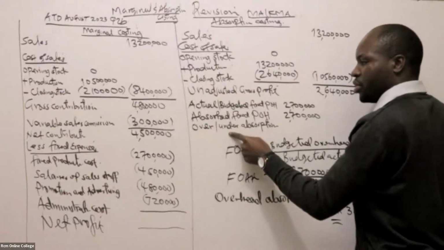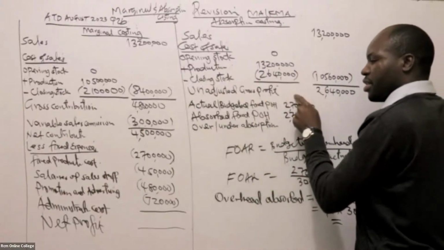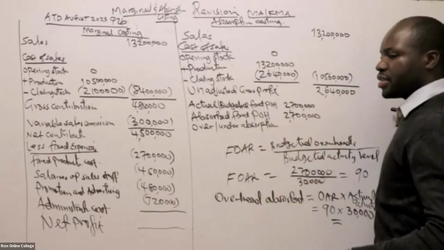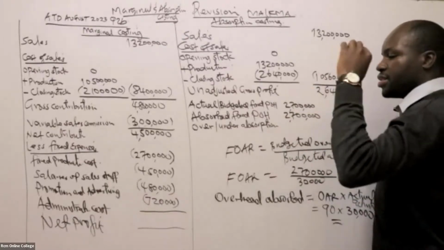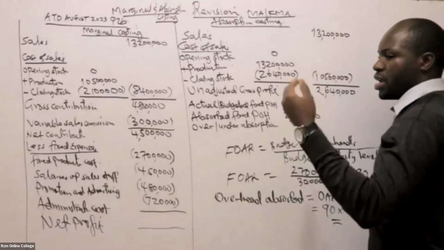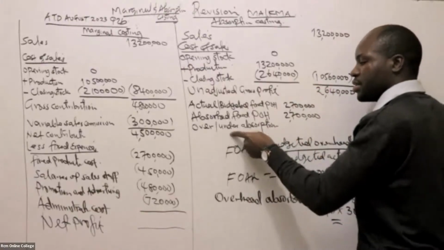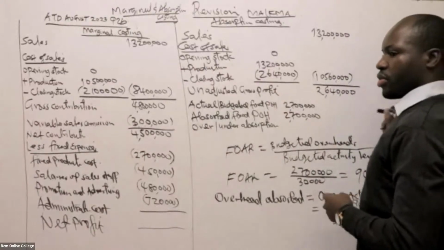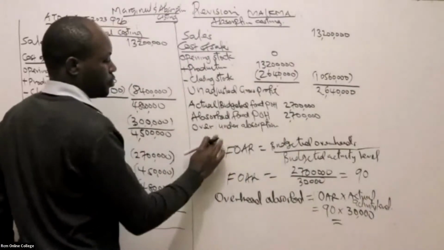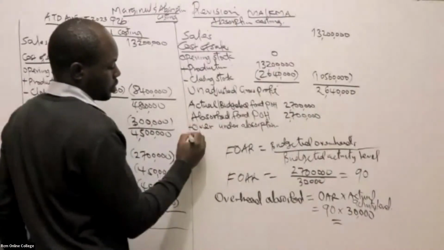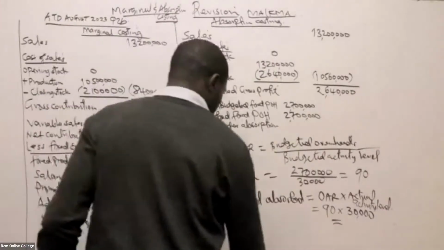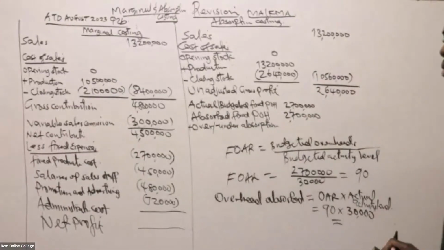When you have under absorption, the real expense is 2.7. What was absorbed is 2.4. You have understated your expense. And what happened? It will lead to exaggeration of your profit. How do I get back to the real profit? I deduct the under absorption. So you can talk about add or less under absorption. I hope that will make sense to somebody.